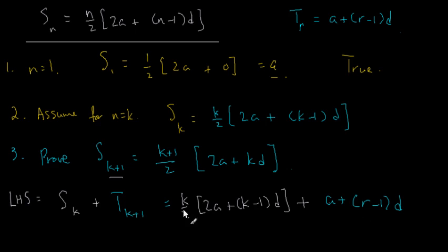Oh, I'm missing something. Wait, it's supposed to be the k plus 1 term, right? I've just copied out this formula for the rth term here, but I should really have substituted k plus 1 into the r here. If I do that, k plus 1 minus 1 would just be k. Let me write this out. So that should be kd. Okay. So how can I put these two together and get this?